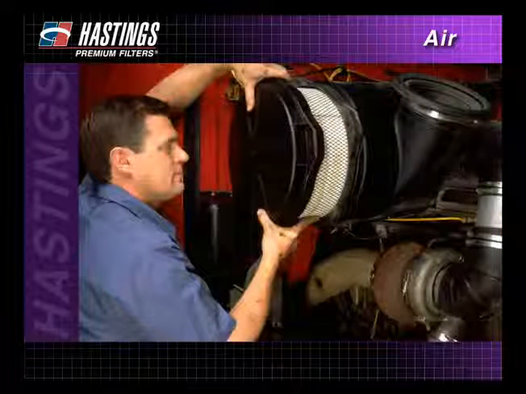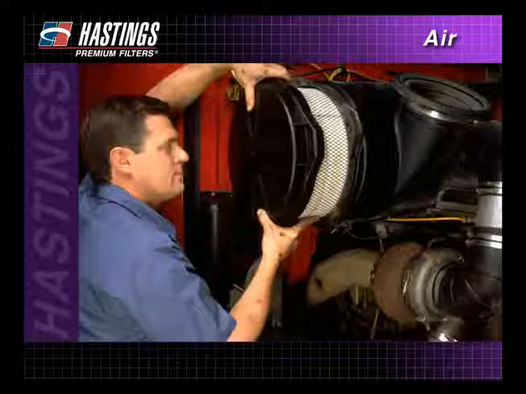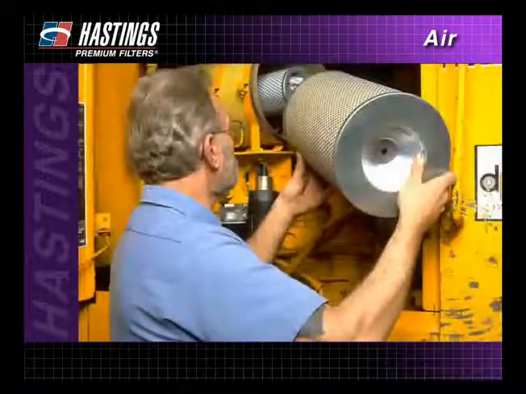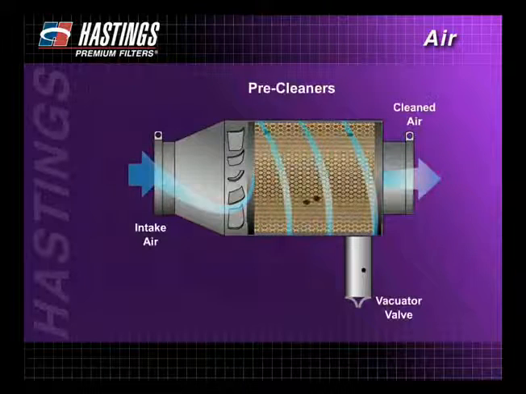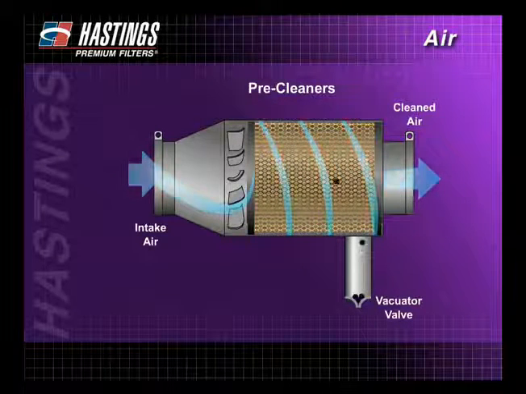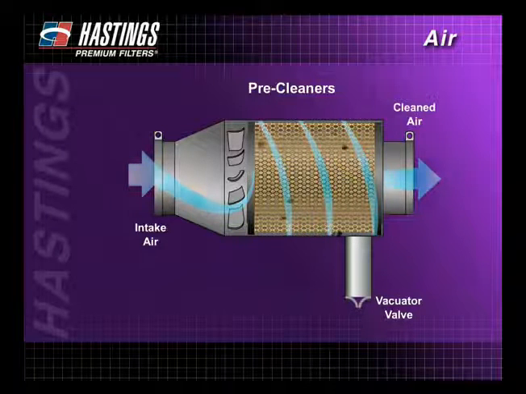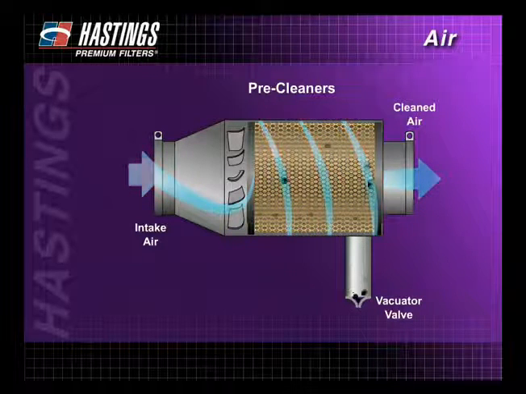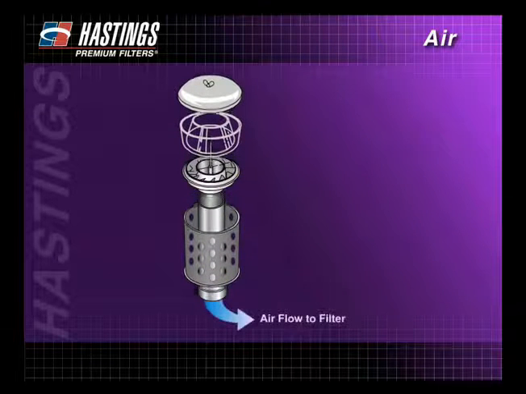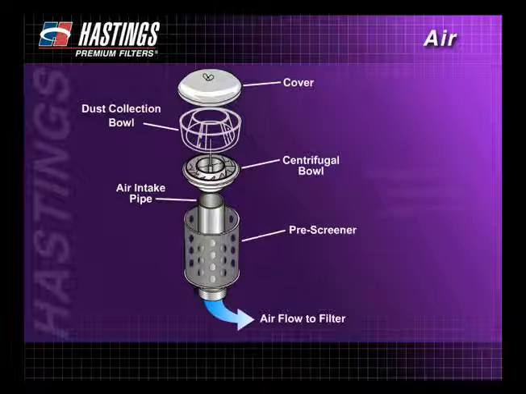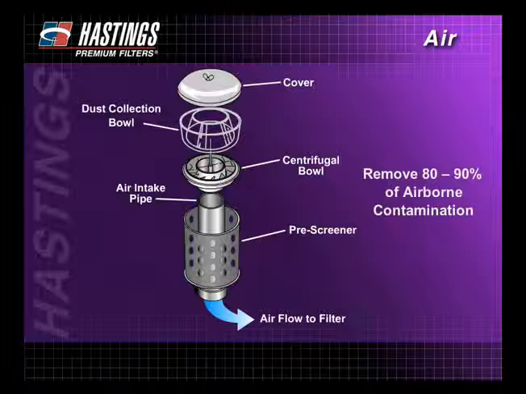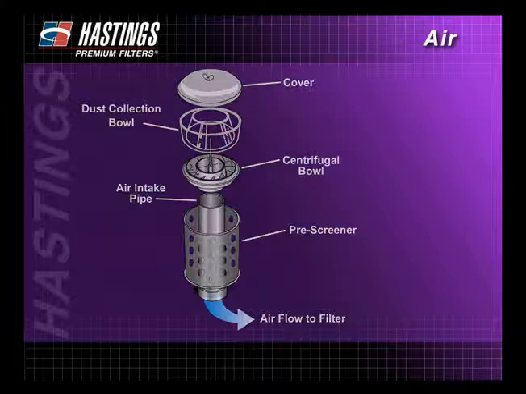Many heavy-duty engine systems have only a primary or single-stage filter. Others add a secondary element inside the primary filter. In many heavy-duty applications, a separator or pre-cleaner is included. The pre-cleaner works to separate heavier particles from the air and can be designed as an integral part of the primary filter, as shown here. It can also be built in or attached to the filter housing. Pre-cleaners can remove 80 to 90% of airborne contamination before it reaches the filter.